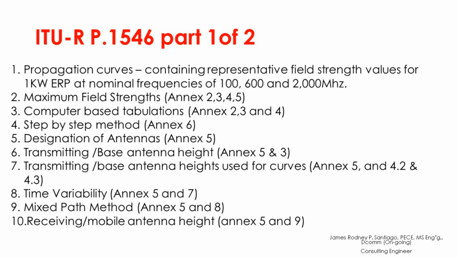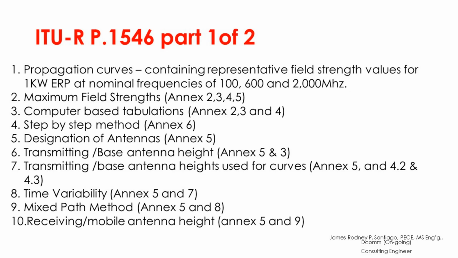Computer-based tabulations are contained in Annex 2, 3, and 4. The step-by-step method, or the exact procedure on how this model calculates, is contained in Annex 6. Designation of the antennas would be in Annex 5. The height of the transmitting antenna: Annex 5 and Annex 3. The height of the base antennas used for the curve: Annex 5 and 4.2 and 4.3. The time variability: Annex 5 and 7.